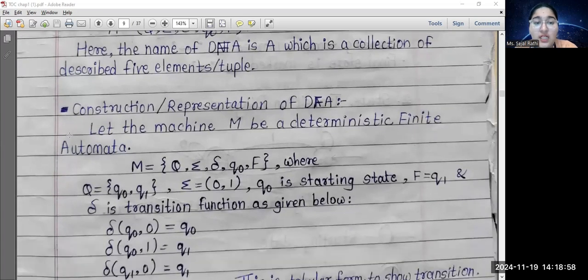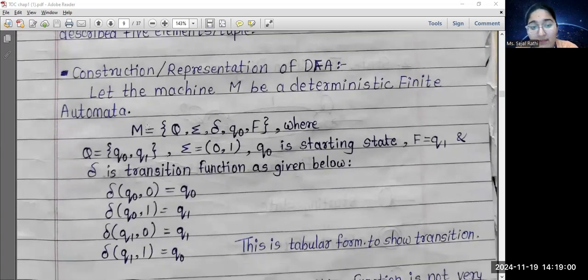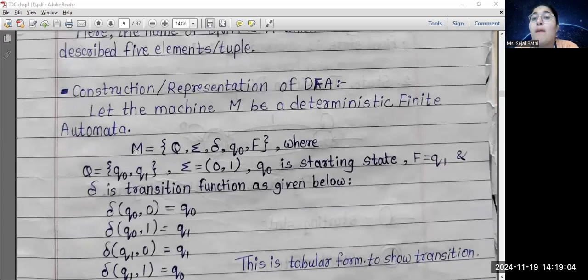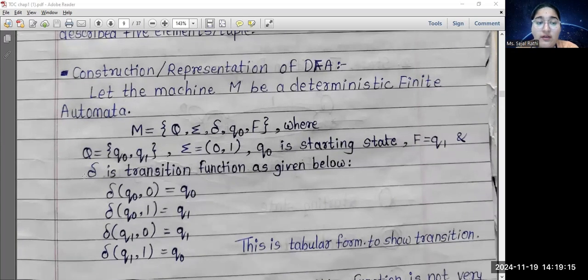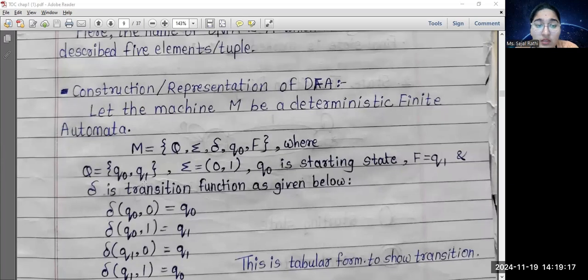So next one is the construction and representation of DFA. Again, let the machine M be a deterministic finite automata. So M equals Q, sigma, delta, Q0 and F, where F is the final state. Q means the states, that is Q0 and Q1.